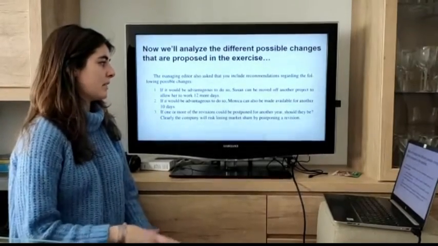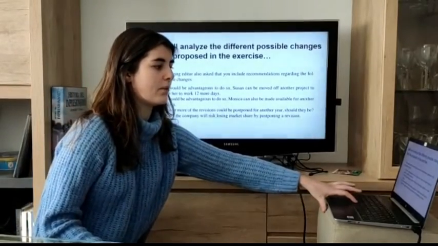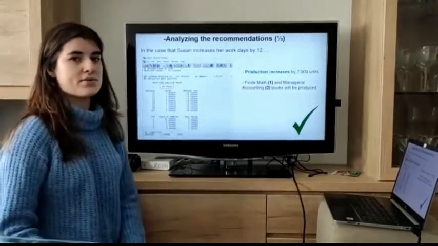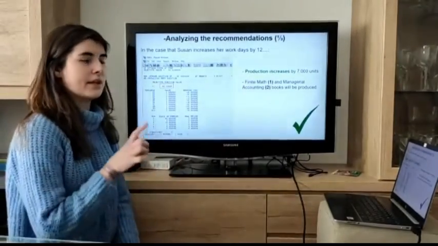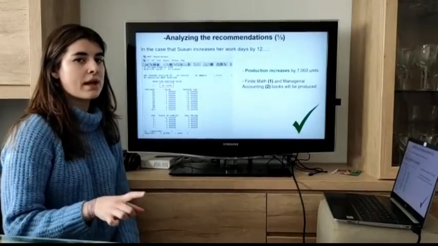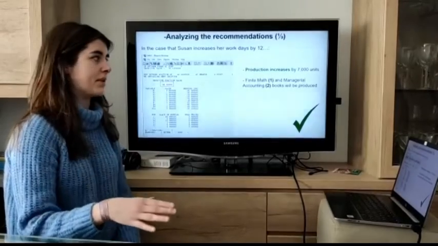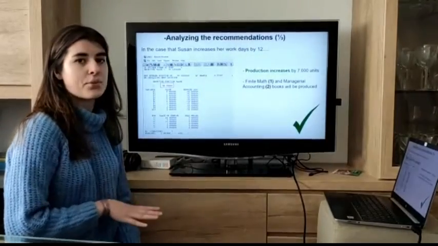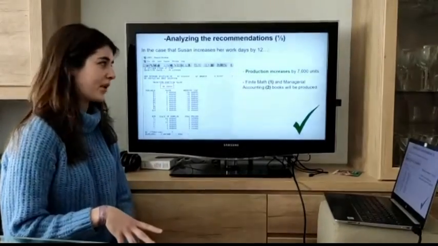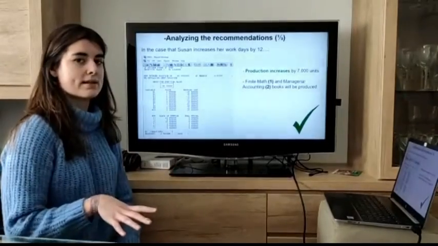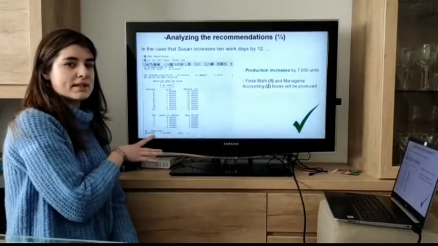So to sum up, this recommendation says that the working time available of Susan could be increased by 12. The only thing that we have to do in the model formulation, in the constraint of the working days of Susan, is increase the right-hand side value by 12 units. So instead of 40 working days, the working days of Susan will be 52. And the output that we obtain is this one that you can see on the screen.